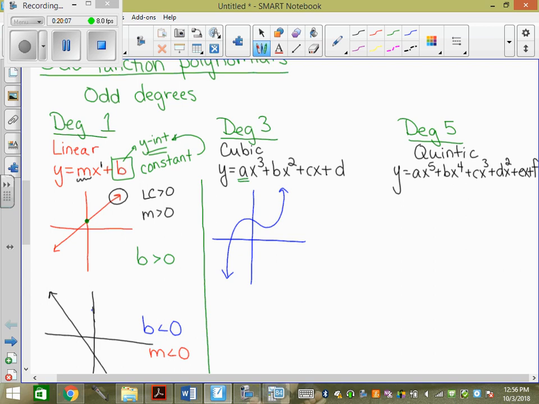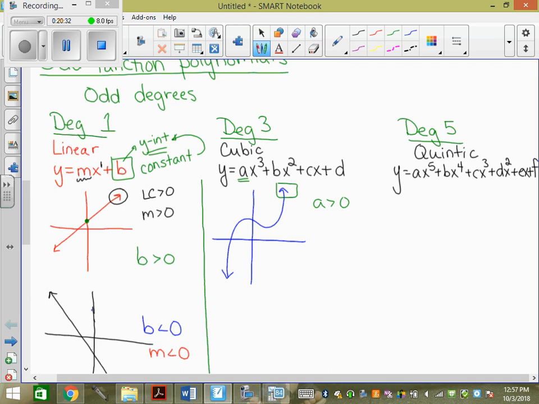What's my leading coefficient of this particular graph? How do I end on the right? Up. So my a is greater than 0. Same rule, just has an extra bump. And if it ends up on the right, it ends down on the left because they're in opposite directions, because it's a what kind of function?